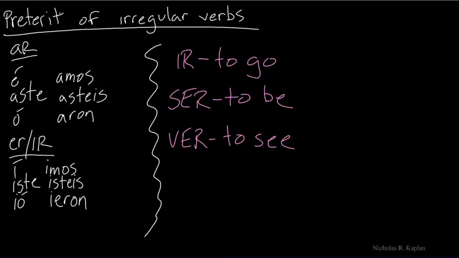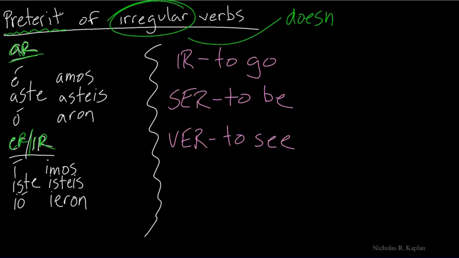Preterit of irregular verbs. Just a quick refresher that the preterit is a way to talk about what you did or where you went, and the preterit is just a verb tense. And the endings that we have for our AR verbs are here, and our ER and our IR verbs are down here. Now the crazy part about the preterit is they have lots of irregular verbs. And an irregular verb is something that doesn't follow a pattern.